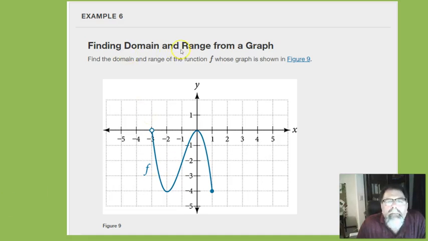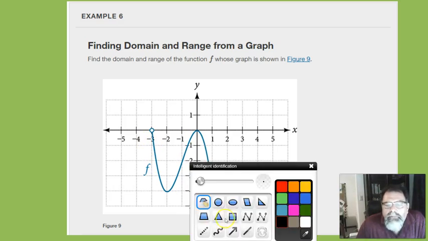Okay, so find the domain and range from a graph. Find the domain and range of the function f, whose graph is shown in figure 9. So a couple ways I can think of this. If the graph is continuous, right, there's no gaps or anything, you could draw it without picking up your pencil. One method is what I call my box method.